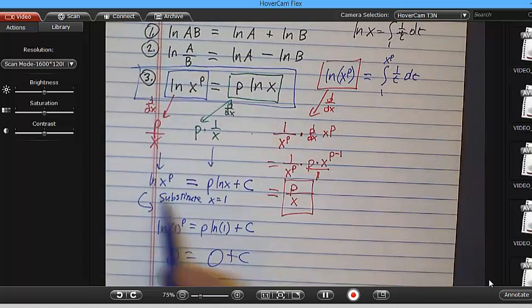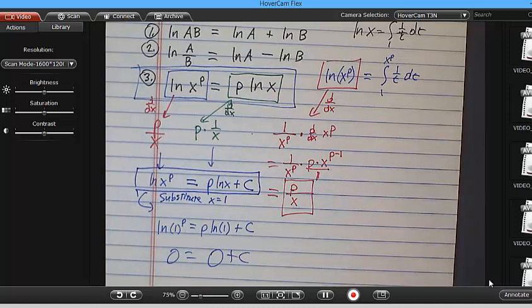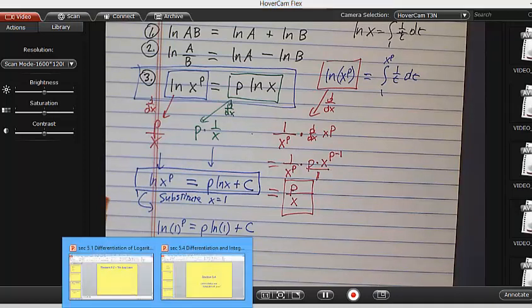Because if c is 0 in this equation, now we have the third log law works. Okay, enough of that. We have log laws. We can use log laws for finding derivatives, and it really, really helps. And that's kind of the point of the next two examples.